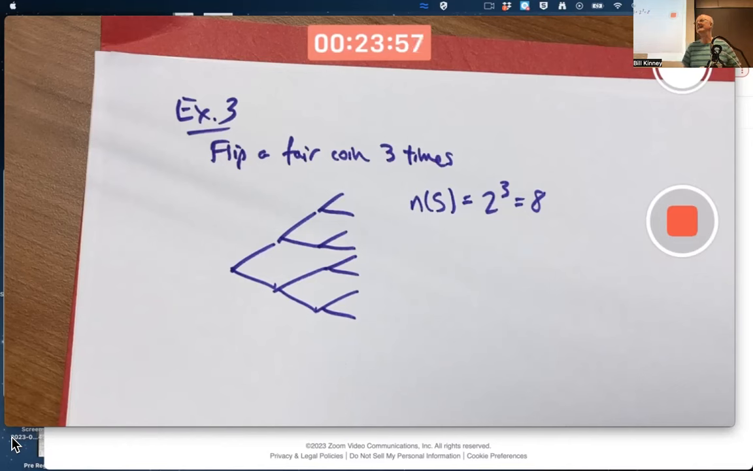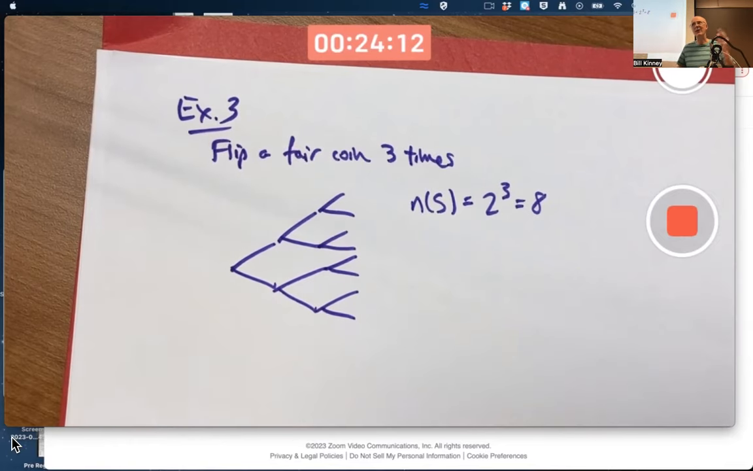I've got it memorized. I should probably have 2 to the 20th memorized. It'd be 1,024 squared, a million something. I don't have it memorized. Your tree diagram would get really nasty once you're up to like 7 or 8 flips. You wouldn't want to draw it anymore.